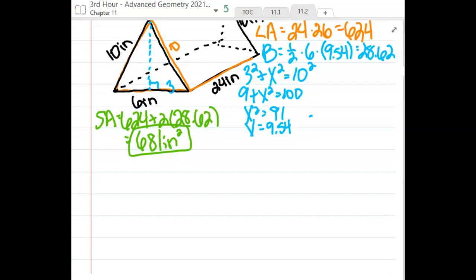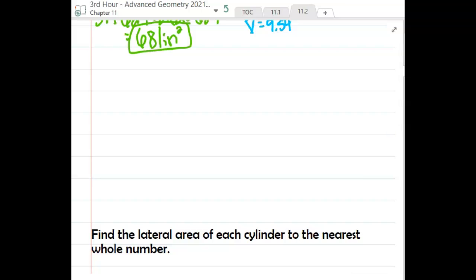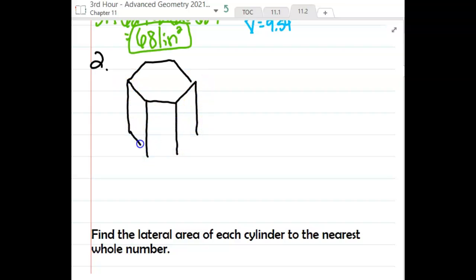You guys are going to be so incredibly excited for this next one. Are you ready? I know. Okay, so this one is going to be a hexagonal prism. Ooh. Okay, here we go. A hexagonal prism. And it's going to be a regular hexagonal prism, which means all of those sides are congruent.